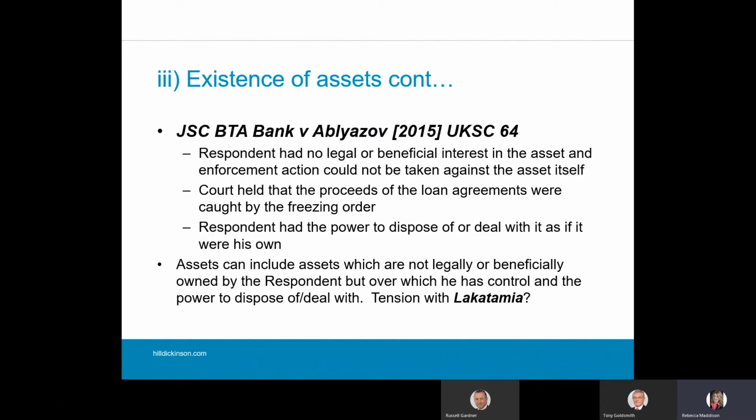Following this decision, assets can include assets which are not legally or beneficially owned by the respondent, but over which it has control and the power to dispose of or deal with. This causes potential tension with the decision in Lakatamia. Does it now mean a standard freezing order can extend to the assets of a company of which the respondent is a sole shareholder or director?